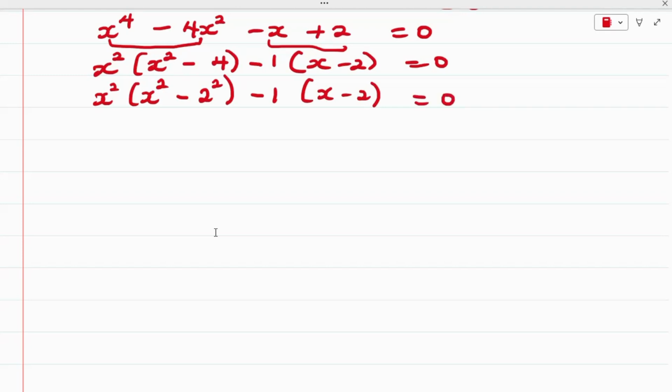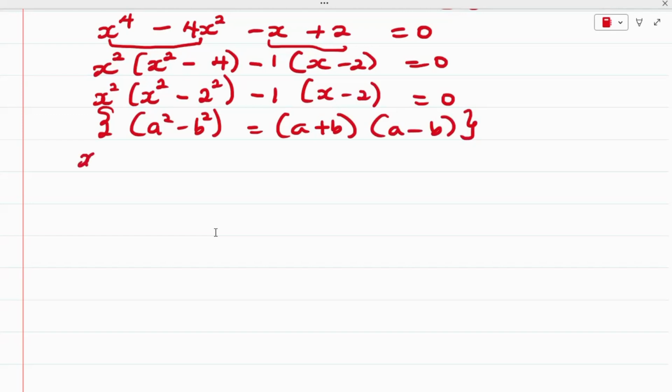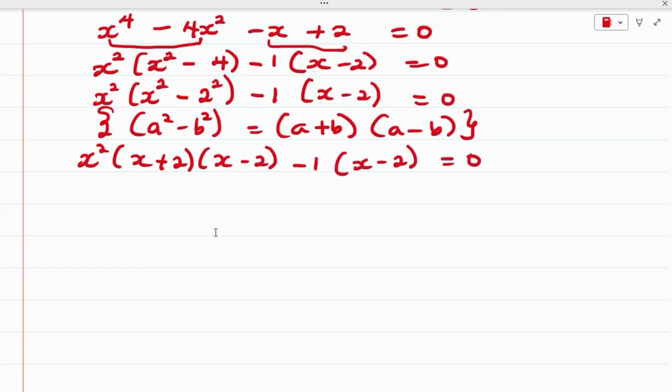Okay, so from the property of exponents, if we have a squared minus b squared, this is equal to (a plus b) multiplied by (a minus b). So applying this, we have x squared into (x plus 2) multiplied by (x minus 2), minus 1 into (x minus 2), and this is equal to 0. So from here we have x minus 2 to be common, and if we factor out the common term, which is x minus 2, we have this to be (x minus 2).